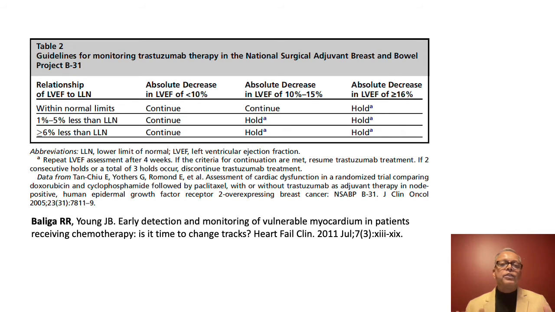But when the absolute decrease is between 10 to 15%, we will only continue it when the baseline ejection fraction was within normal limits. When it was 1 to 5% less than the lower limit of normal, that is LVEF of 50, we hold therapy. Similarly, when it's greater than 6%, we hold therapy. So this is kind of the back-of-the-envelope approach, which is used in clinical trials to either hold or continue therapy with trastuzumab. This is from the editorial we wrote with Jim Young.